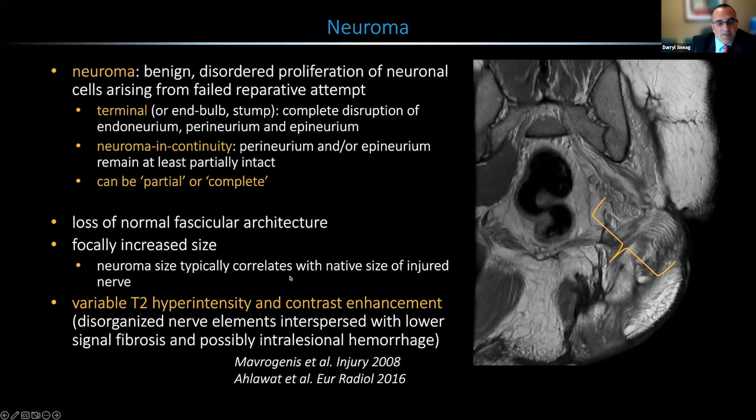The neuroma size will typically correlate with the native size of the injured nerve. And if the size is much, much larger than you expect the nerve to be, more likely than not, you're dealing with a neuroma rather than just an irritated nerve.